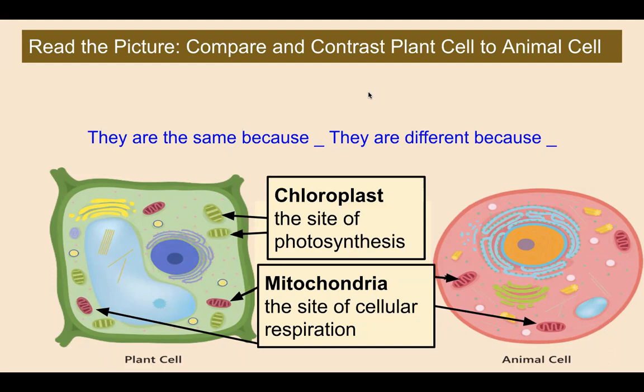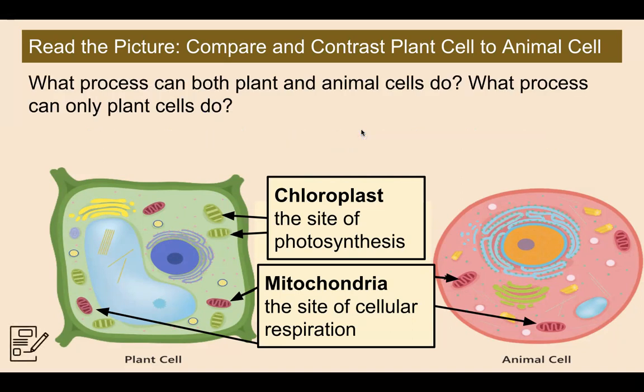I want you to compare and contrast a plant cell, which is on the left, to an animal cell, which is on the right. How are they the same? How are they different? You don't have to write this down, just think about it in your head. Then ask yourself, based on the similarities and the differences, what processes can both plants and animal cells do? And what process can only plants do?